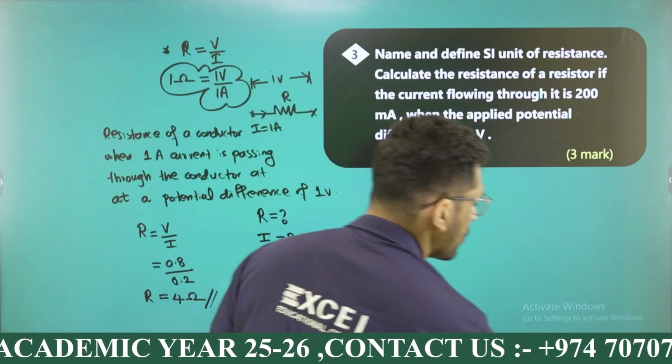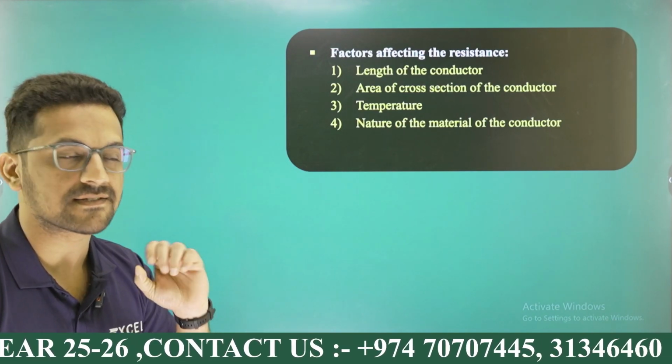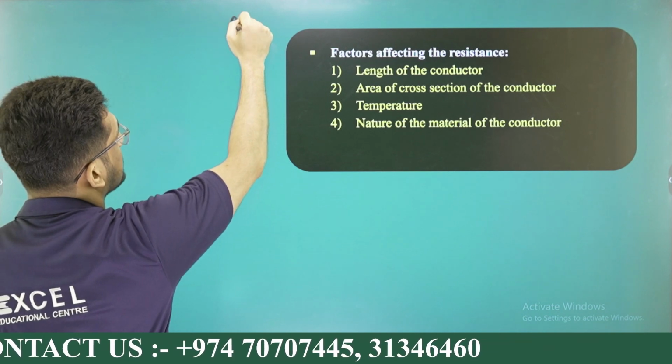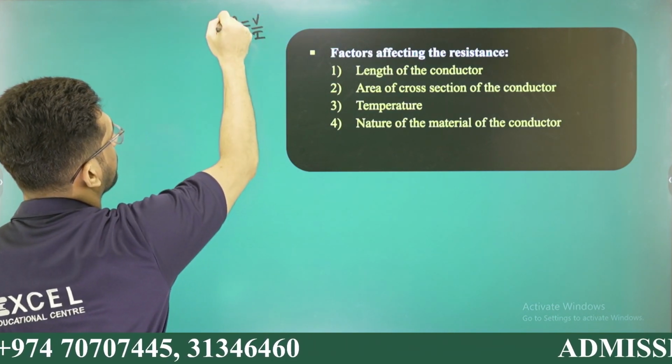Then let's go to the next slide. Factors affecting the resistance. We just found the equation for resistance. What is the equation for resistance? R is equal to voltage divided by current. Right?